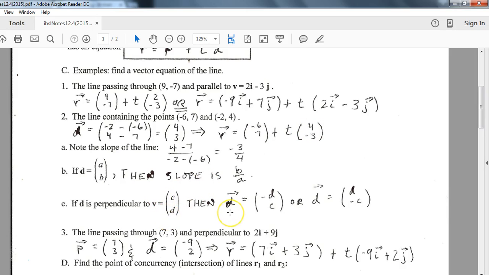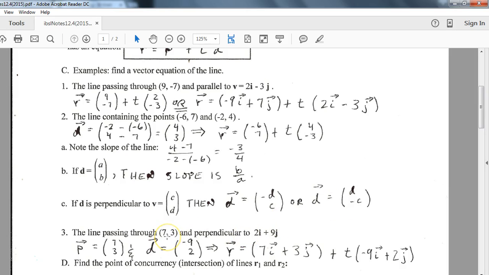Perpendicular, right? Just like parallel lines have the same slope, perpendicular lines would have opposite reciprocal slopes, and you're kind of seeing that laid out right here. One thing to keep in mind, you could put the negative, so if v is <c, d>, then perpendicular to that could either be <-d, c> or <d, -c>. You could put the negative with either value, it doesn't matter. Either way, you get the same direction vector.